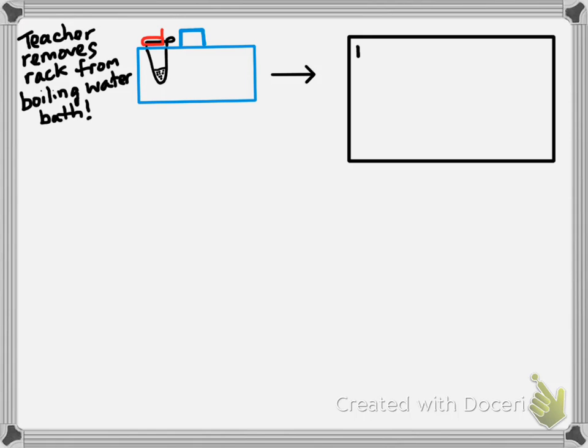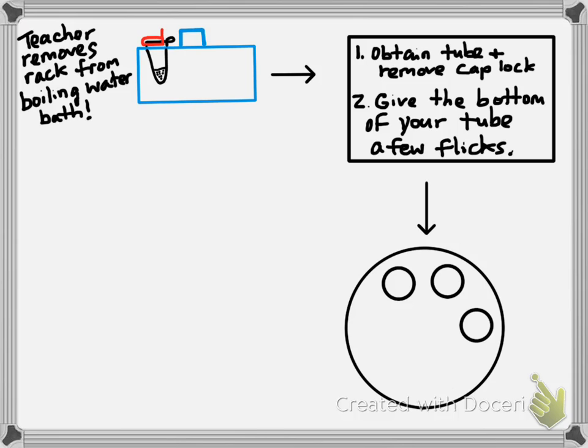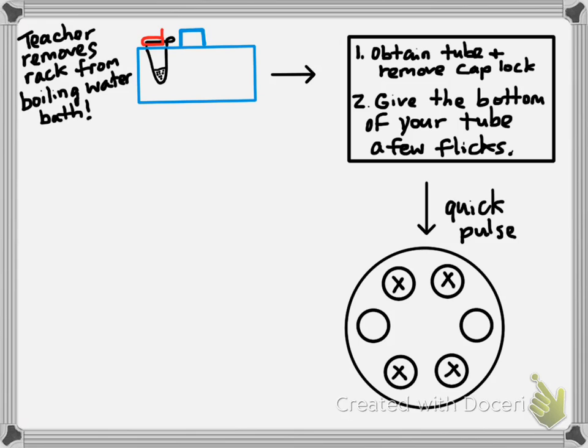Once the tube is cool, you can get your tube, making sure it's yours, take off your cap lock and give the bottom of the tube a few flicks. Then we're going to make sure our cap is secure, and you're going to place your tube in the microcentrifuge and give it a quick pulse to get all those sparkly Chelex beads down to the bottom. Don't forget the rules for microcentrifuge use.